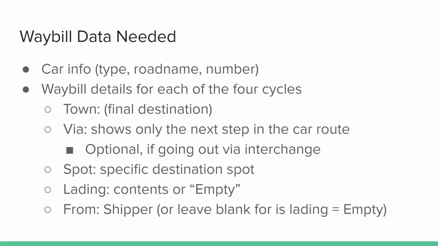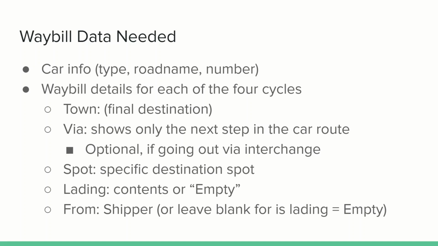And then for each of the 4 cycles, you fill in the waybill details. You're going to put in the town, the actual destination town. There's a via line that, in my case, the way it's set up, you're only using if there's an intermediate interchange between my railroad and the final destination. So again, anything that goes through staging typically would show that. Things that go via the interchanges would always show that.